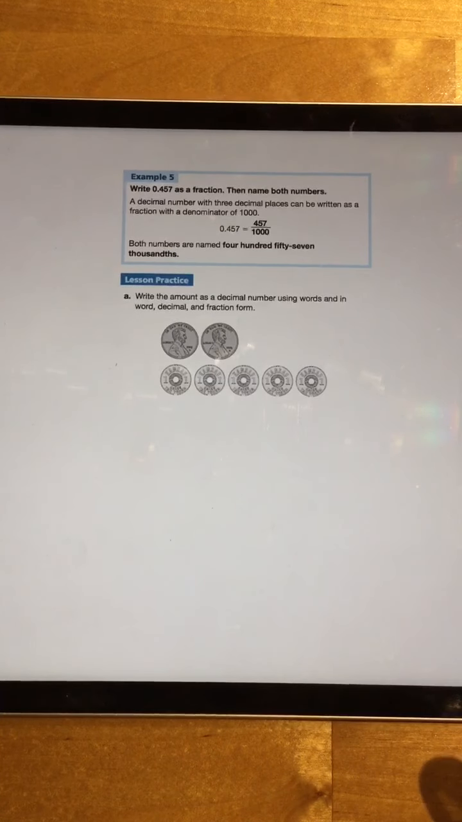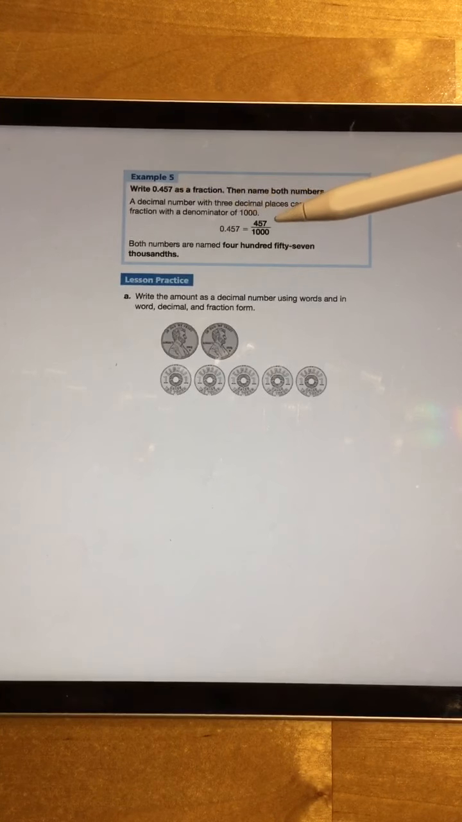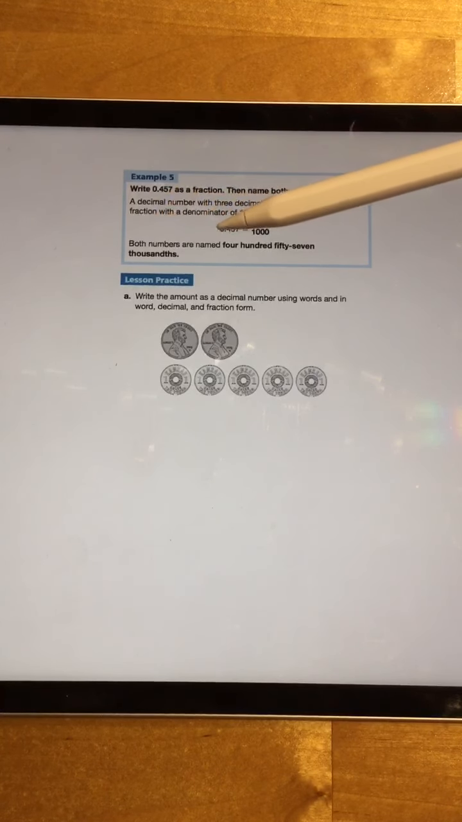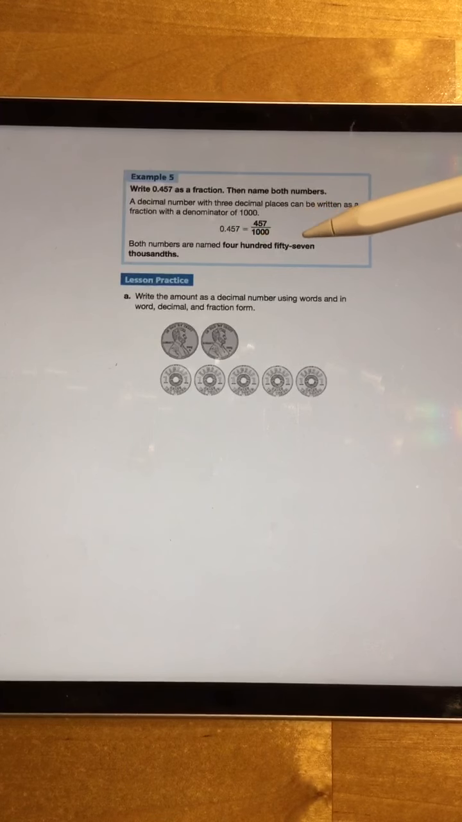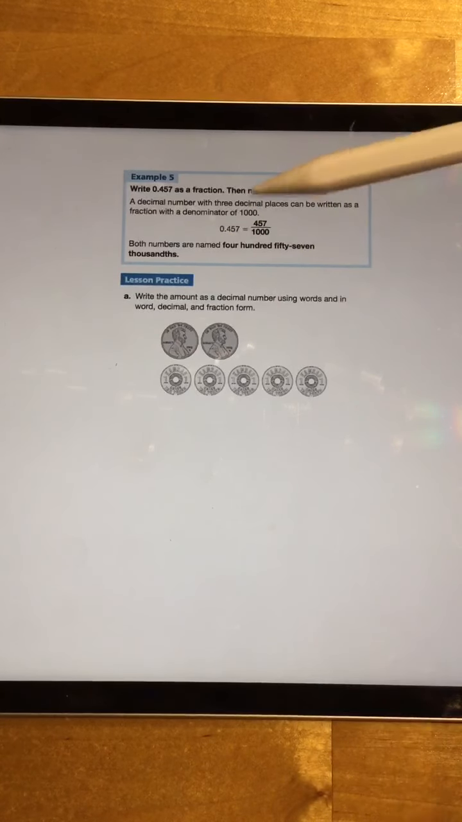All right, example number 5. We are writing the decimal 457 thousandths as a fraction. Then name both numbers. So here we go, 457 thousandths. Just put it over 1,000 because it's in the thousandths place. Both numbers are named 457 thousandths. All right, we are on to our lesson practice.